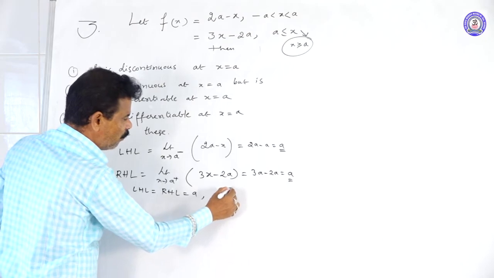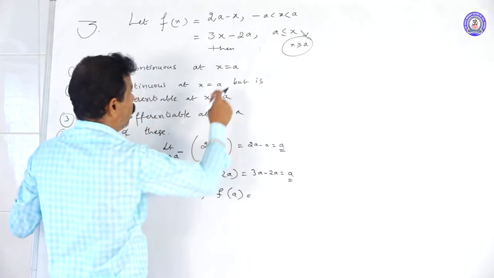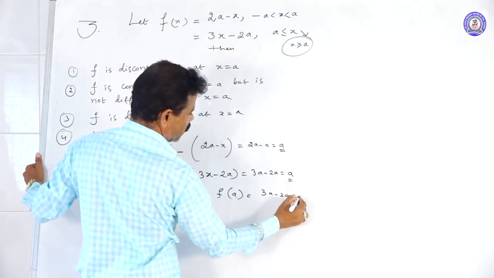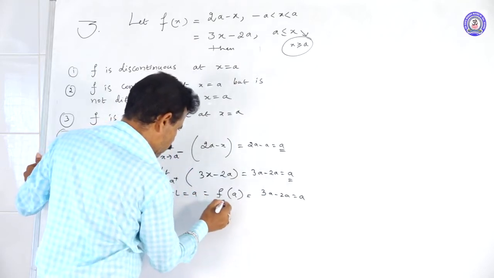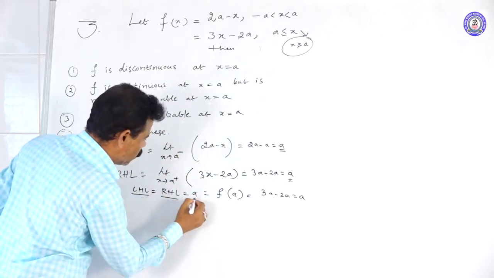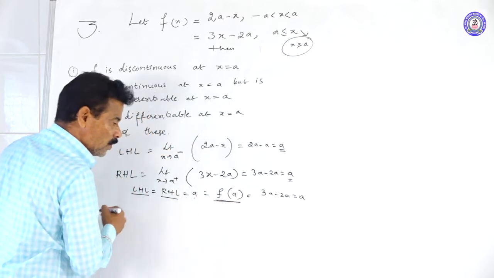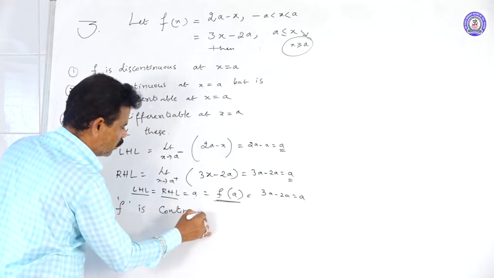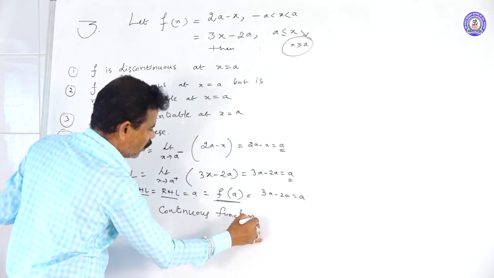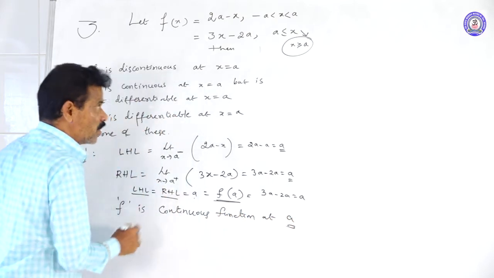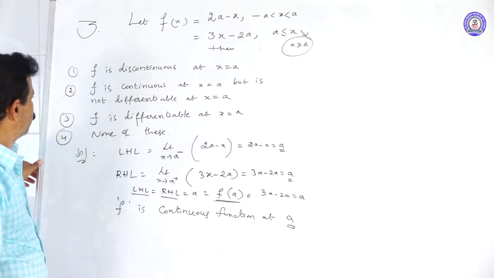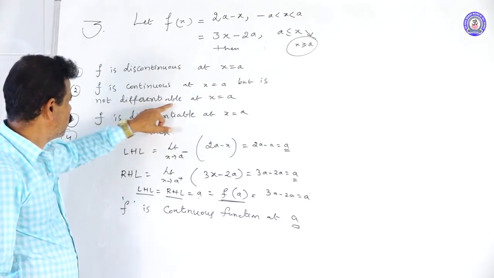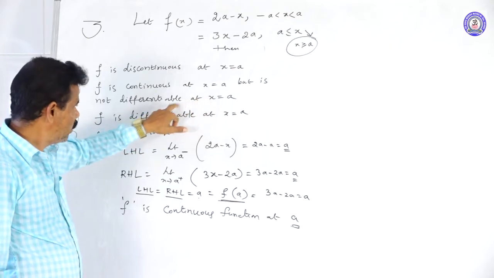And at f of a, also find f of a, x is equal to a. Here 3a minus 2a, this also a. So LHL is equal to RHL is equal to a, that is also equal to f of a. So f is a continuous function at a. One answer is over. f is continuous at x is equal to a. Here suitable, but it is not differentiable at x is equal to a. Here we check this point.